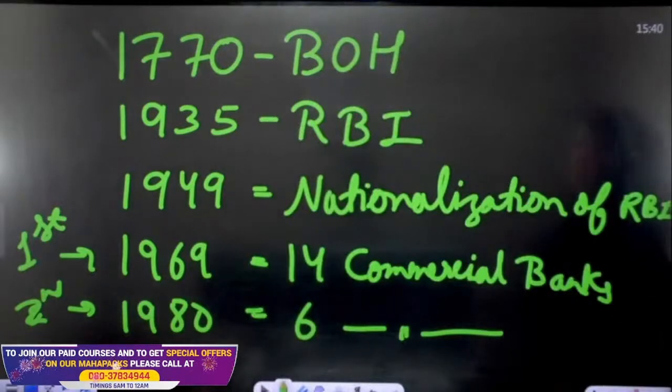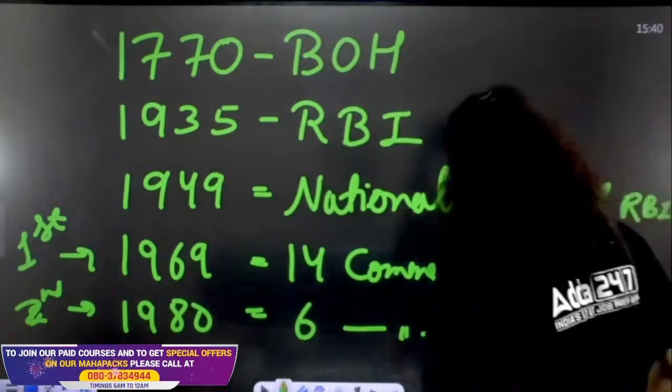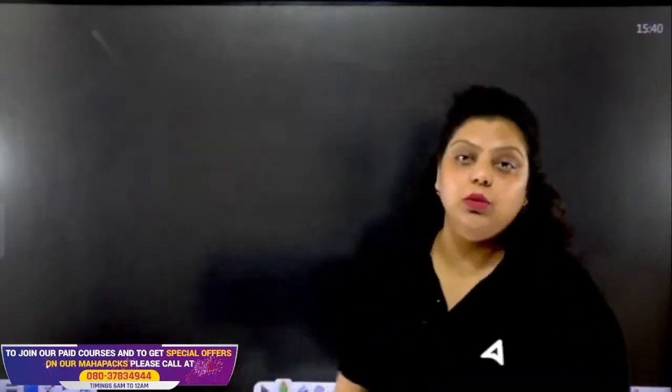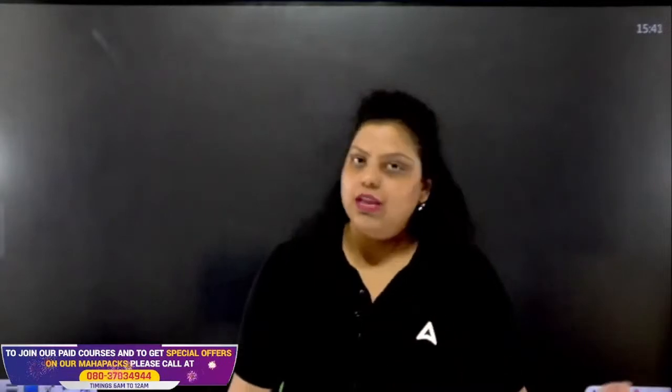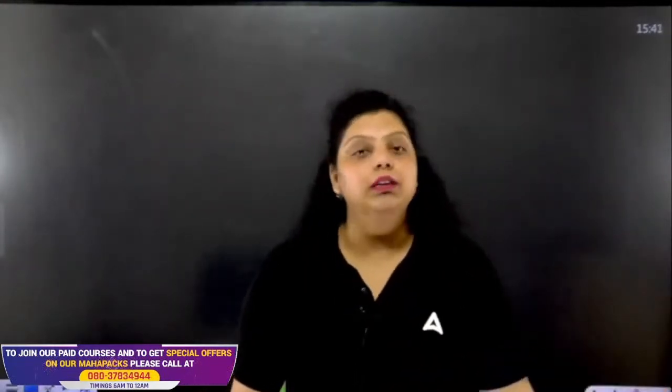Okay, so those types of banks in India were only 6. That's why 20 banks have been nationalized till now: 14 in 1969 and 6 in 1980. But right now, we have only 11 nationalized banks. We do not have more than that, because the other nationalized banks have been merged with other banks. That's what we're talking about in the nationalized banks.